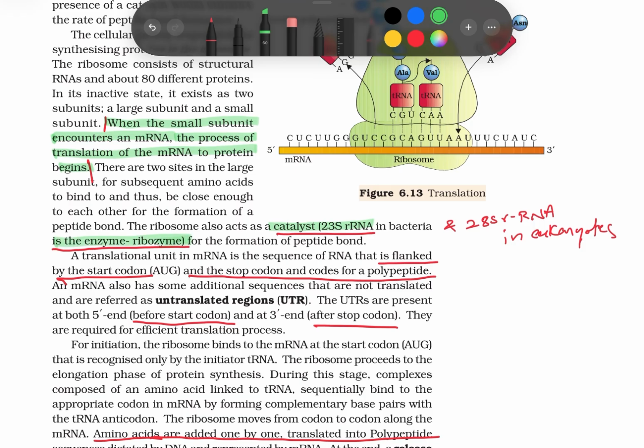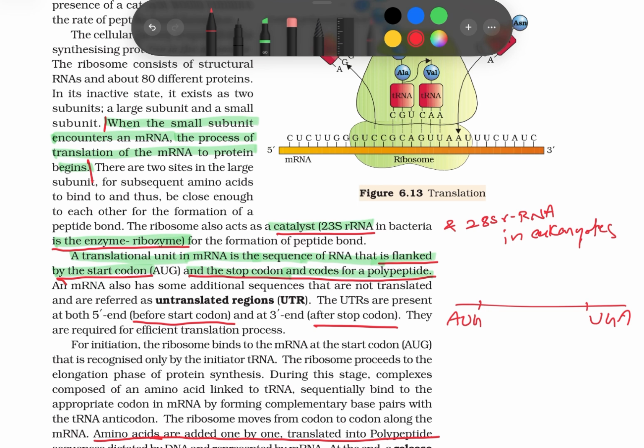And if you see, a translational unit in mRNA is the sequence of RNA that is flanked by the start codon and the stop codon, and encodes for a polypeptide. Here, the portion on mRNA located between the start codon and the stop codon is known as the translation unit.